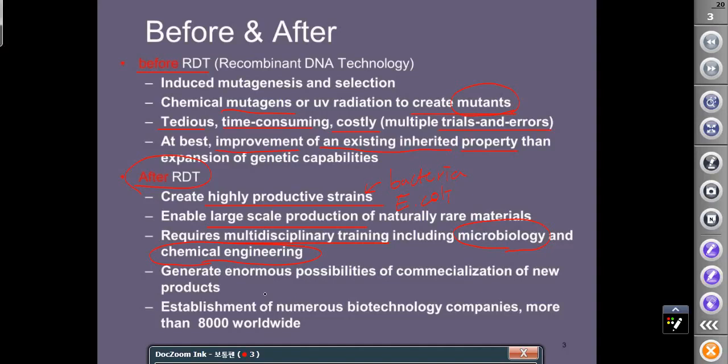All right, and after RDT, of course, a lot of new business came into being. Lots of biotechnology companies were established, over like 8,000 worldwide. Why? Because they have certain genes that they want to produce for clinical purposes, like for example inhibitors or antibodies or growth factors. You name it. There are many proteins that are applied for clinical purposes.